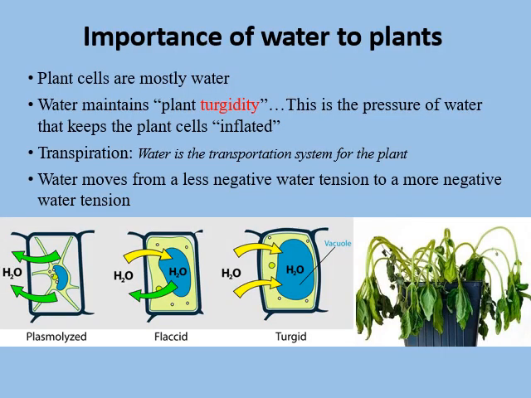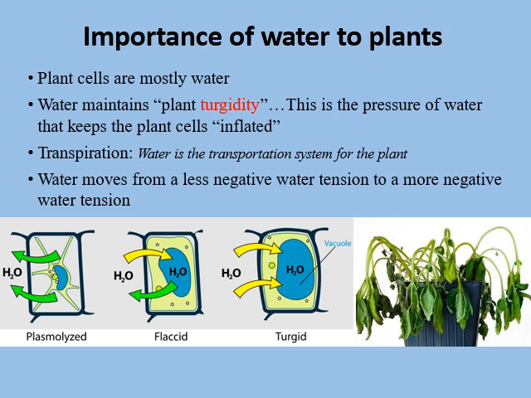I want to start off by reviewing some Plant Science 1 stuff, right? So what is the importance of water to plants? Well, plants are mostly water. The majority of the material that's in them is water, till you get to woody plants like trees and stuff like that. But it's a significant percentage of what plants are.